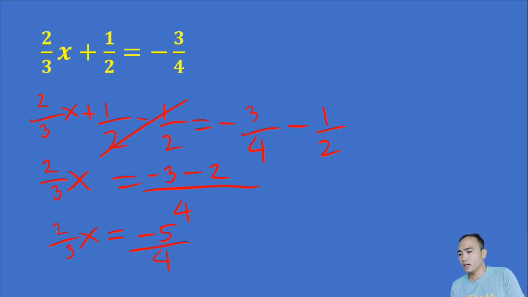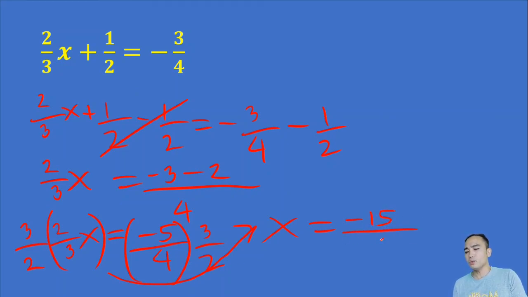Copy the denominator. And then multiply both sides of our equation by the reciprocal of 2/3, which is 3/2. Okay, 3/2. So this cancels, and we have x. We have x left on this side of the equation equals negative 5 times 3 is negative 15, and 4 times 2 is 8. Therefore, the value of x is negative 15 over 8.